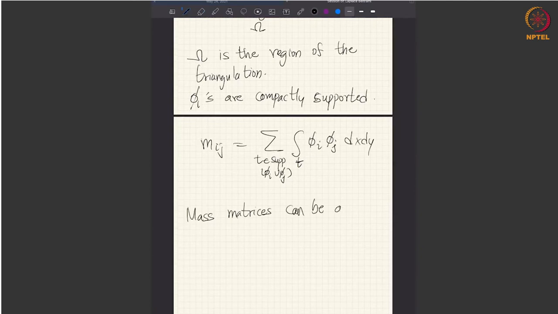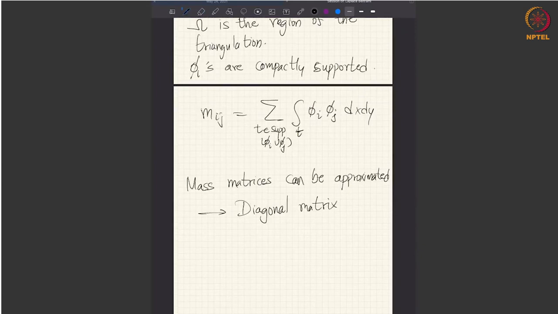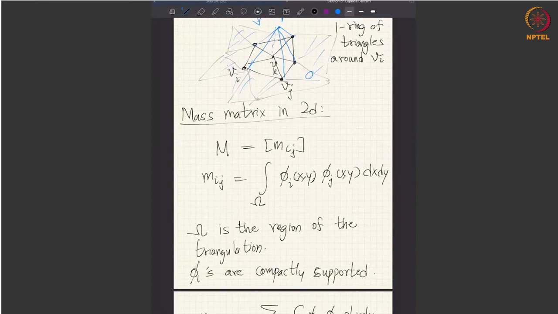And you might think, what can it be approximated by? You could approximate it by a diagonal matrix. Instead of having a big mass matrix like this, you could possibly consider doing that, and people then would use these functions to be value one on some Voronoi regions inside the mesh and compute the mass matrix on that Voronoi region and so on and so forth.